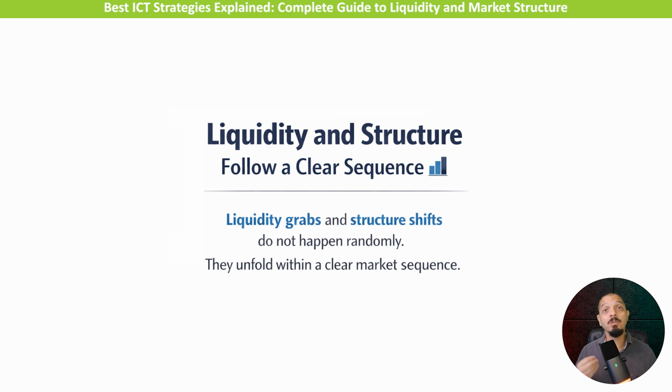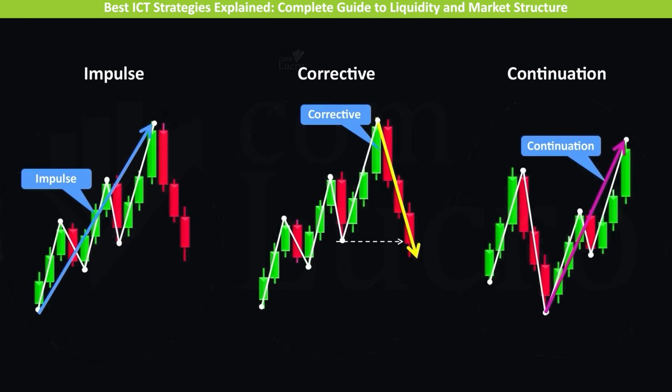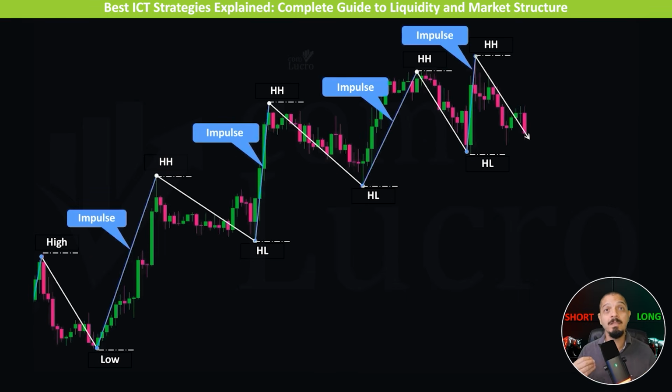Liquidity grabs, structure shifts, and momentum changes do not happen randomly. They unfold within a clear structural sequence on the chart. To fully understand why these setups work, we must revisit the fundamental way price action develops. Price action is composed of 3 main sub-movements: impulse, correction, and continuation. And each one is created by internal candlestick patterns. So let's break them down one by one, starting with impulse moves.